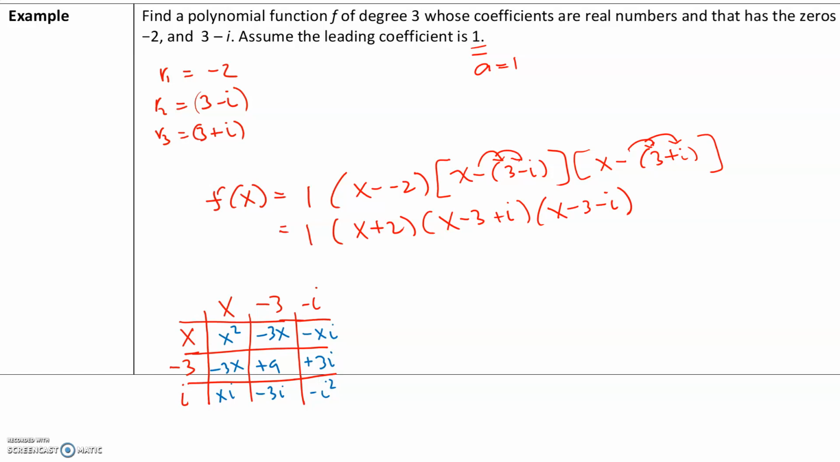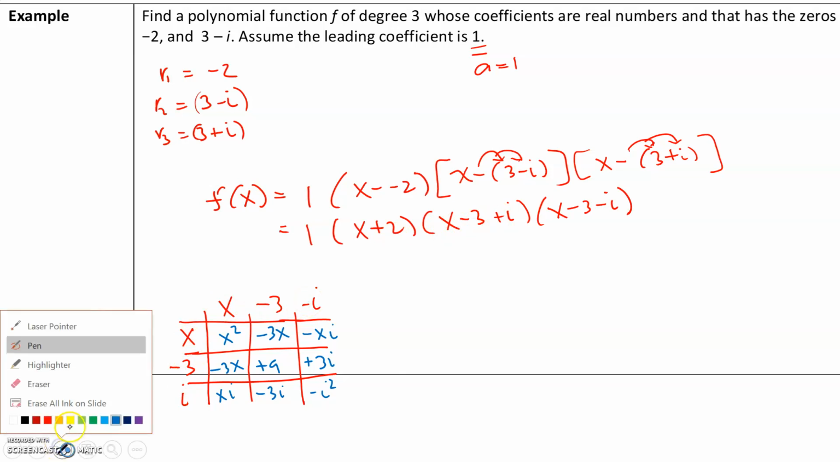So you don't have to do this way. You don't have to use the box method. I'm doing it just to show you guys in a more organized way. If you want, you can just go through and distribute. You'll get the exact same result. Okay, but I'm just going to lay these out. x minus 3 plus i. So pick one vertical, one horizontal if you're going to use the box methodology.